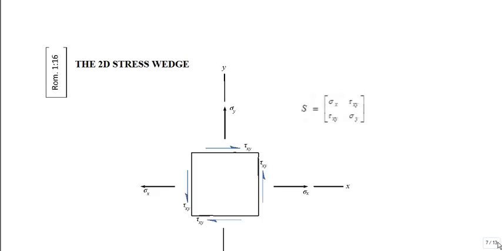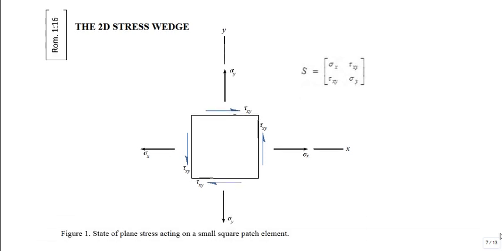Okay, now we come to the last topic for today, which is the 2D stress wedge, and we begin with an idea of a stress patch. And you may wonder, where is this stress patch coming from? Here, I have the x-axis, the y-axis, and along the x-axis, I have a stress pointed in the x-direction, a stress pointed in the y-direction, and I have some shearing stresses. So these are what would be called the normal stresses. This would be a shearing stress.